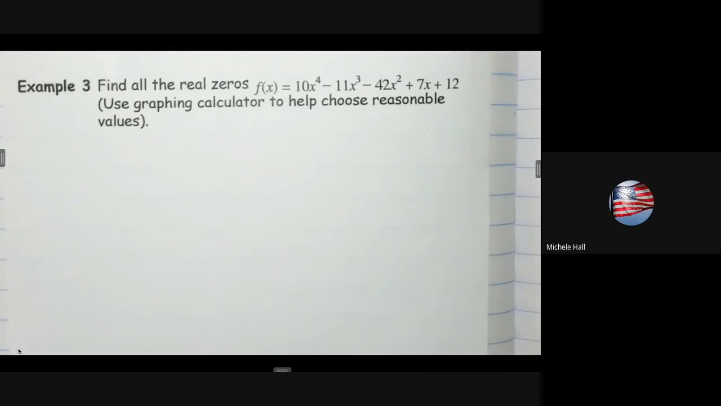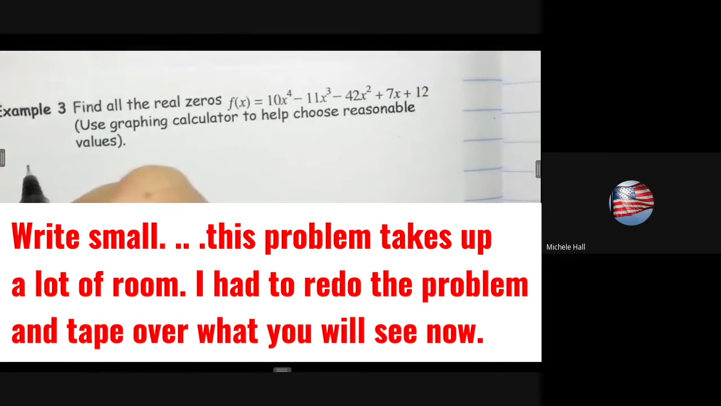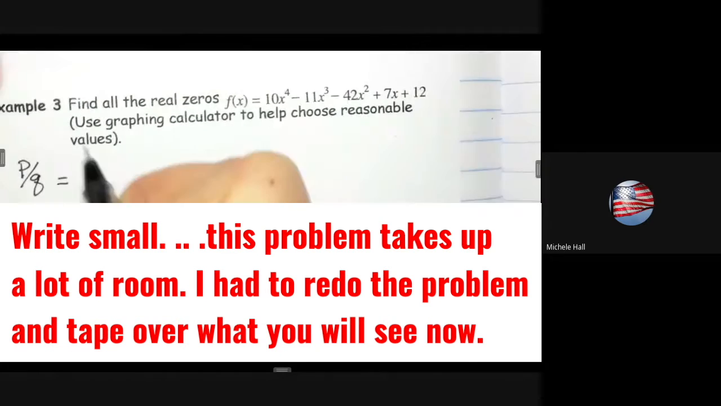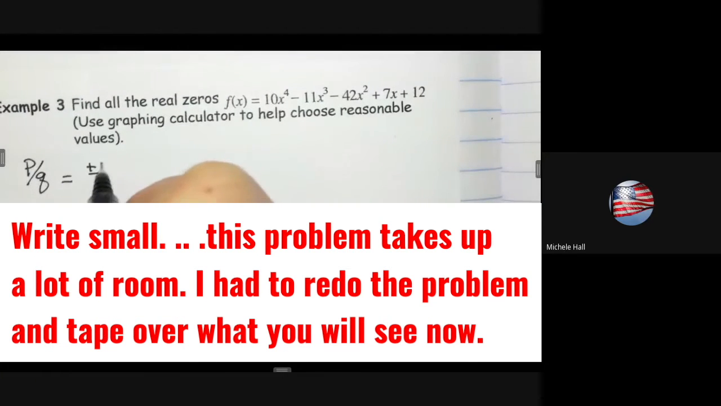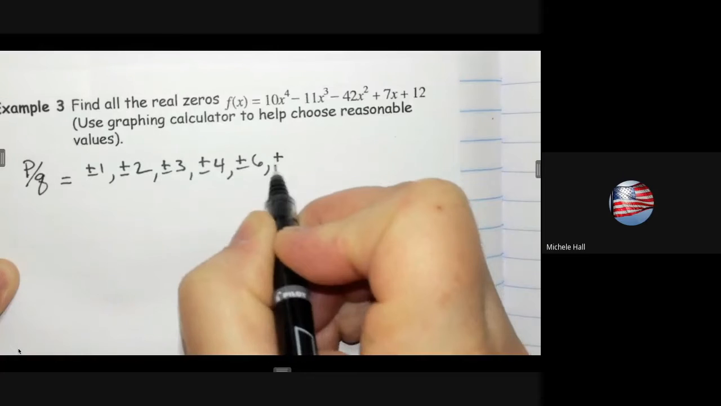Find the real zeros. We're going to start by finding the possible rational zeros. Factors of 12, plus or minus 1, plus or minus 2, plus or minus 3, plus or minus 4, plus or minus 6, plus or minus 12.